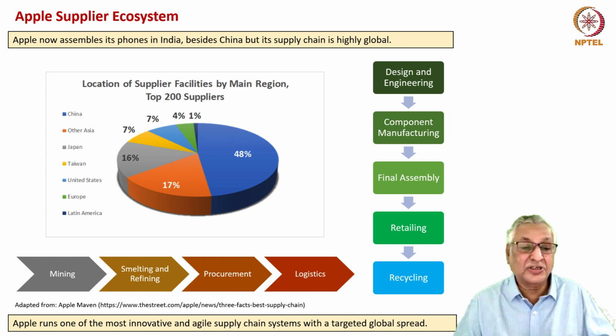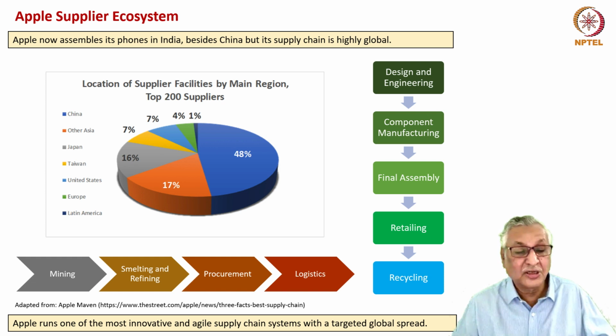It is also interested in mining, smelting and refining, procurement, and logistics. Therefore, Apple runs one of the most innovative and agile supply chain systems with a targeted global spread. Global diffusion of its supply chain capabilities is a part of the business strategy of Apple.